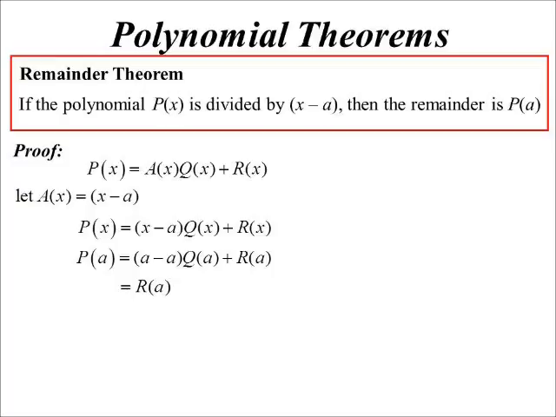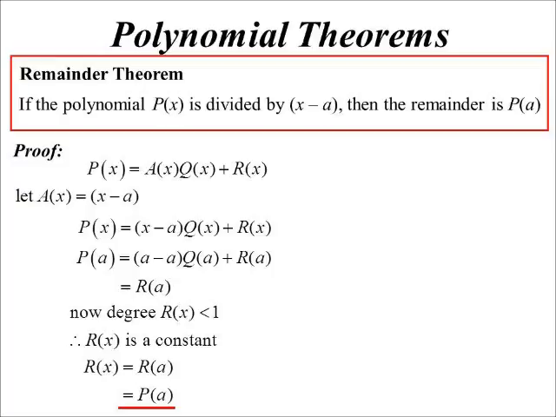Now we want to show it's remainder x, not remainder a. But we've just divided by a linear factor. And we said the remainder is always of order less than the divisor. Therefore, the remainder must be of order 0, which is a constant number. So if it's constant, well, remainder x and remainder a are the same thing. So polynomial a does become the remainder. Okay, so there's a little proof.